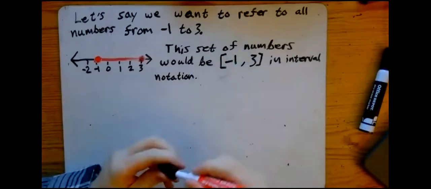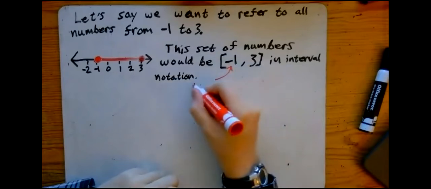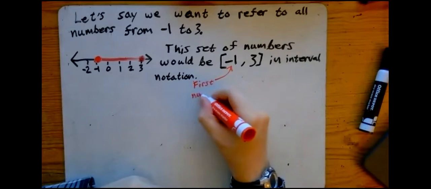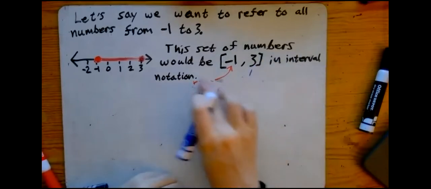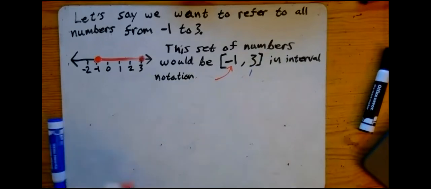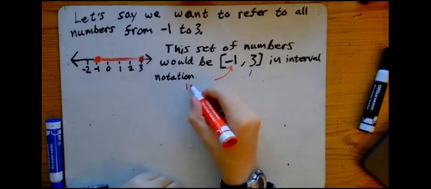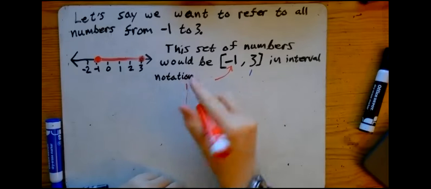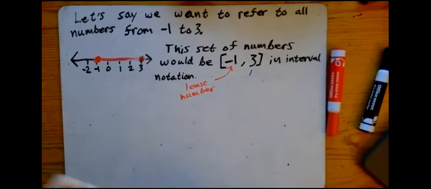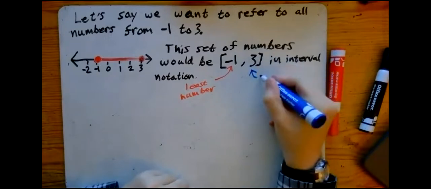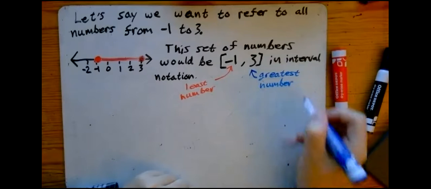So let's see. Rather than calling it the first number, let's say the left boundary, we'll say lowest number. Lowest is probably the best. Or least, that's the word I'm looking for. Sheesh. I'm a little bit sleepy. Least number. Greatest number. There we go.